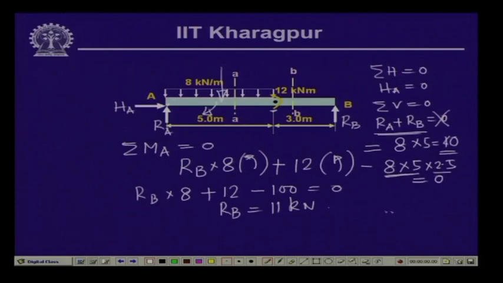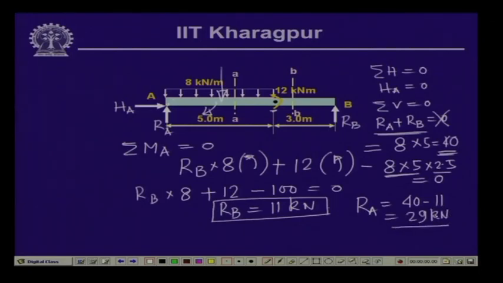Now, since R A plus R B is equal to 40 kilonewton and R B alone is 11 kilonewton, R A is equal to 40 minus 11, which is 29 kilonewton. So, the reactive values are R A is 29 kilonewton and R B is 11 kilonewton. Now, what we need to do is evaluate the value of shear force and bending moment at section AA and section BB.